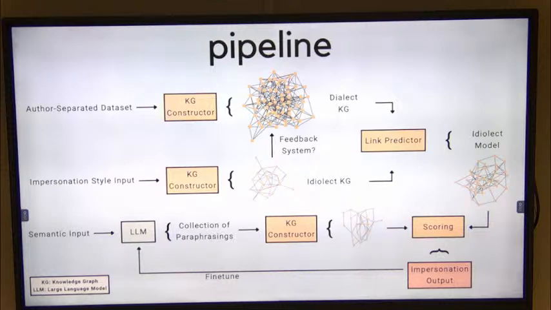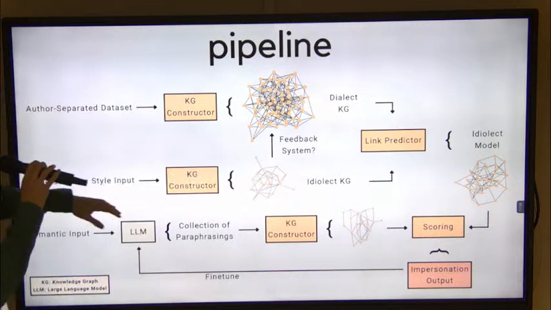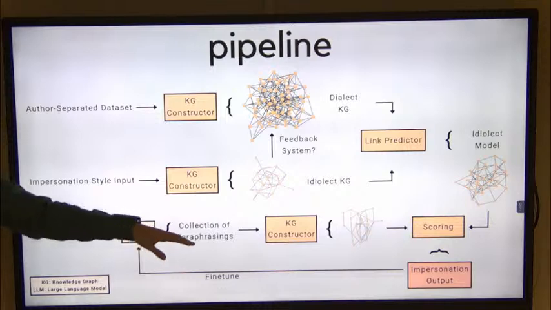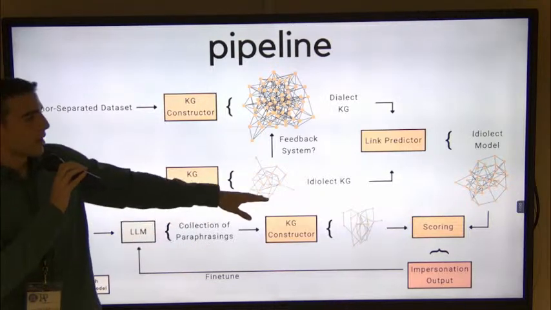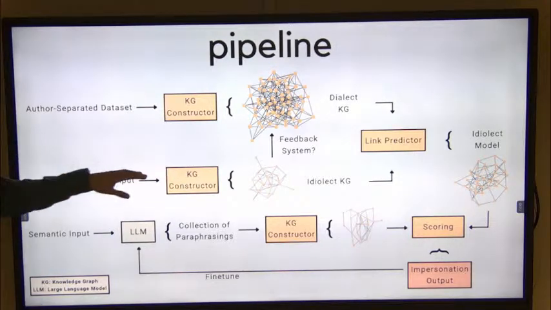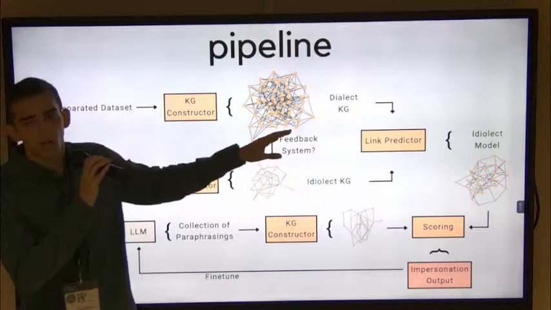And to do such a thing, the system, we wanted to deal with cases when we have little amounts of data to still be accurate. So for that, I've incorporated another input, which is the author-separated data set. What this does is we generate a model for the impersonation style input, so the utterances of the person that we want to impersonate, and we do the same with the author-separated data set, which would generate a dialect model. In this case, we're calling it a knowledge graph.